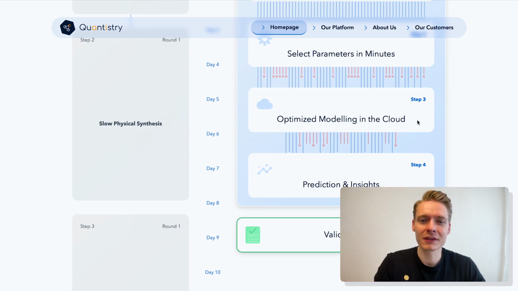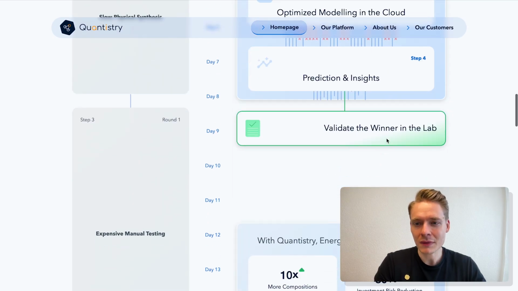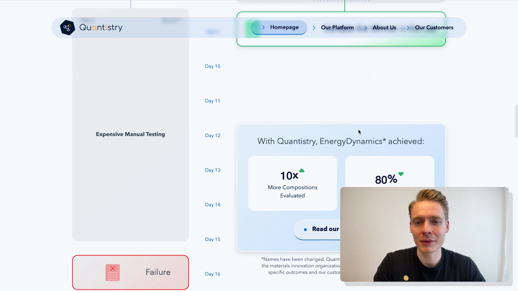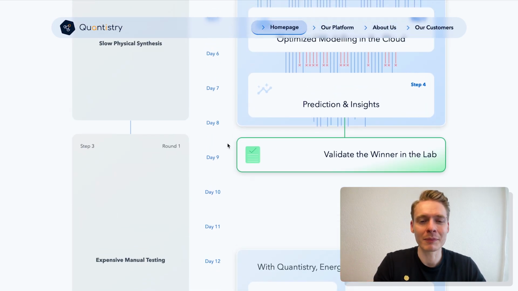So this is not necessarily a quantum computer, right? It says modeling in the cloud. And then you end up with your prediction and insights here. Validate the winner in the lab. So basically you are then taking this winning material, you synthesize it, and then you test it in the lab. And that should already be done according to them by day 9.